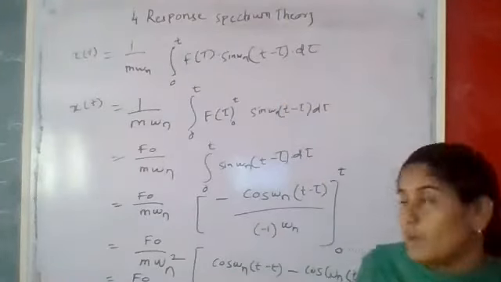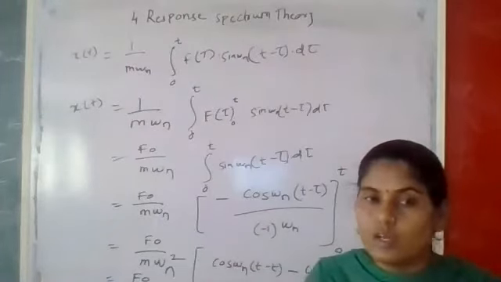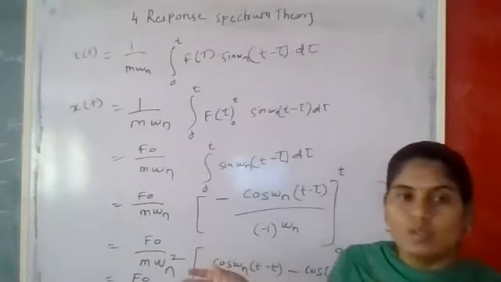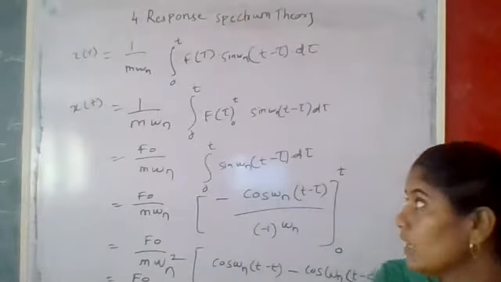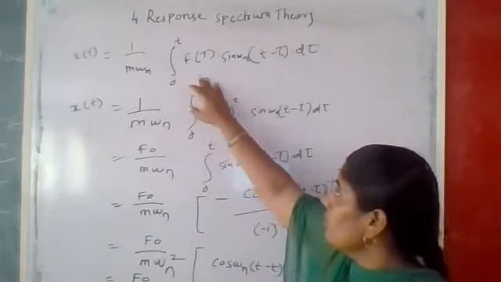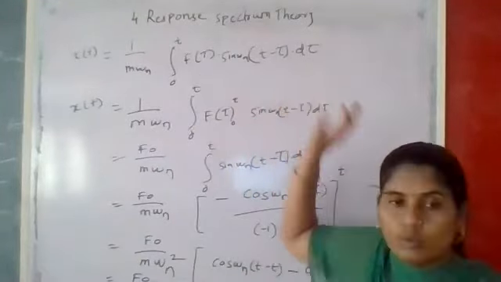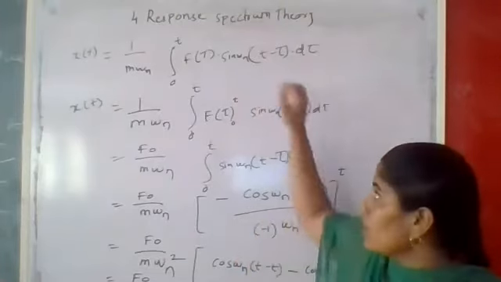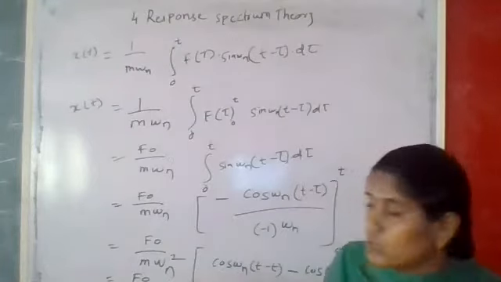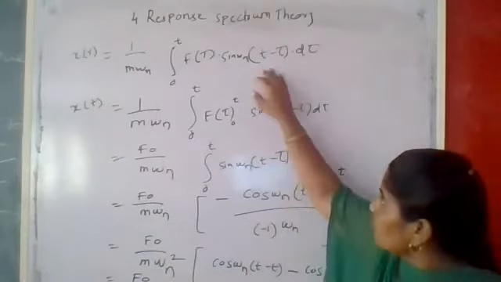Okay, but in this Duhamel's integral, for the constant force, the initial displacement and initial velocity are both 0 at the initial time t is equal to 0. So by putting these two values, x naught and v naught, we directly get the equation 1 upon m omega n into the integration of 0 to t of f of tau into sine of omega n (t minus tau) d tau. That is the equation we get. And if we solve that equation, we get the solution for the constant force. So for this, we have to go for the solution.